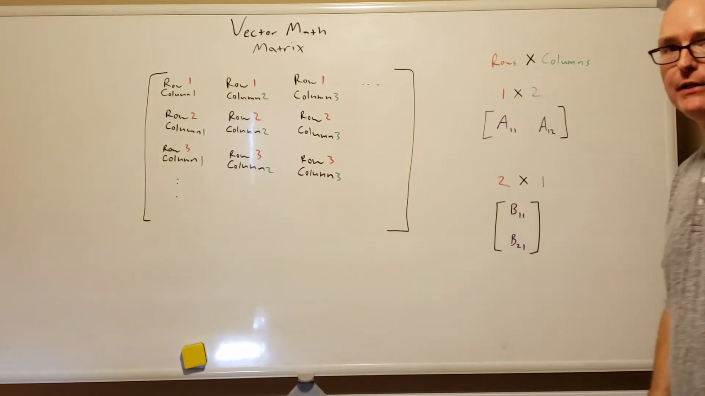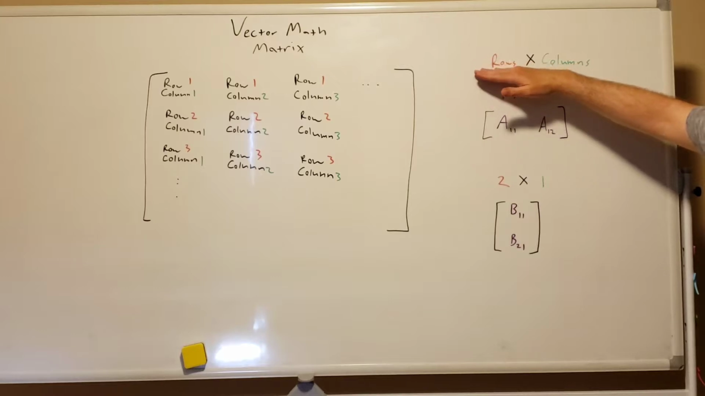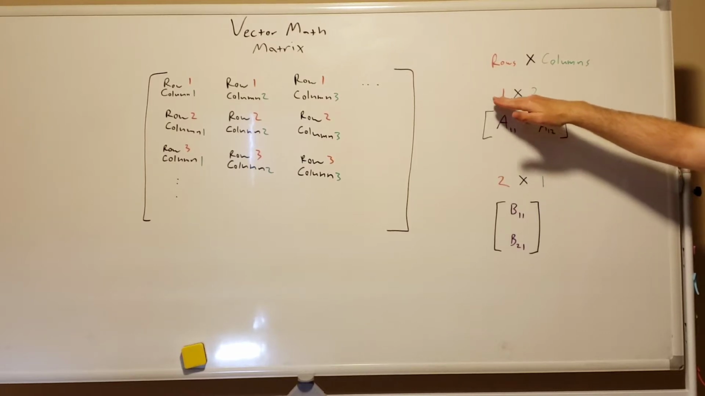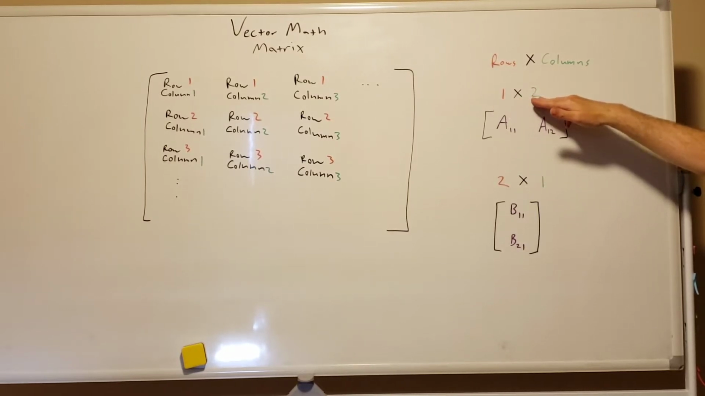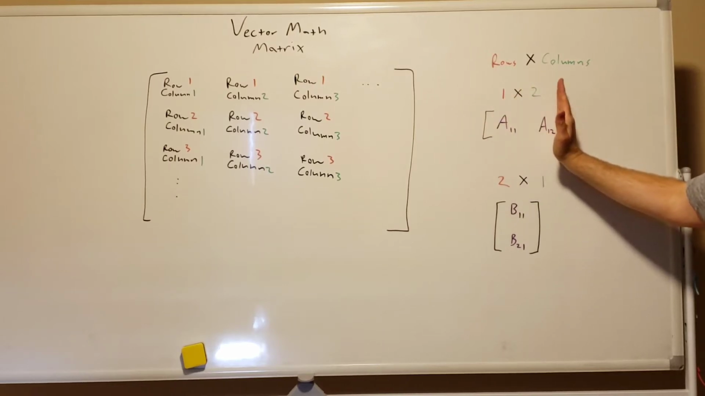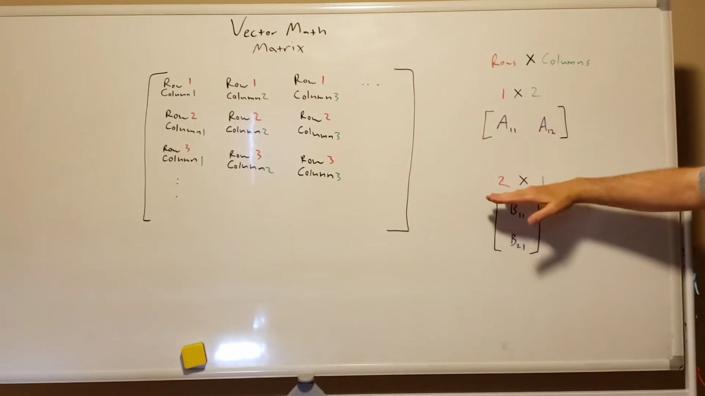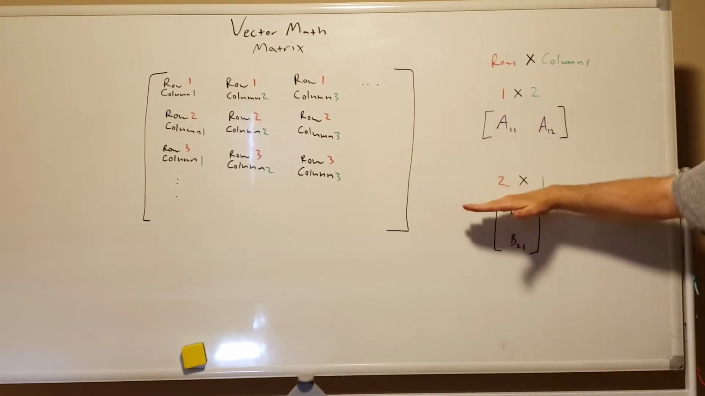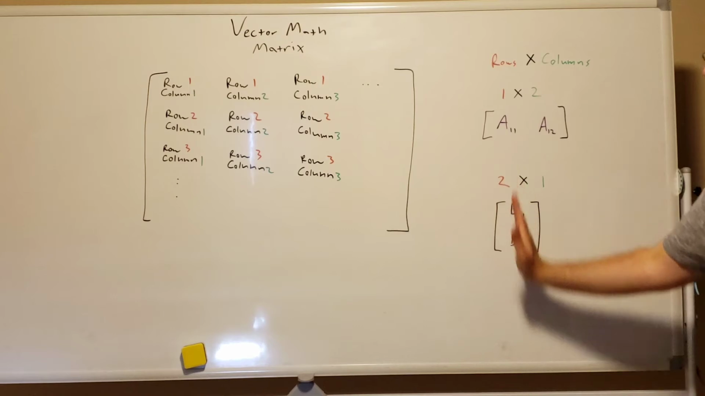I'll describe matrices by the number of rows and the number of columns. Rows will come first, columns will come second. So if I have a 1 by 2 matrix, it will have 1 row and 2 columns. If I have a 2 by 1 matrix, it will have 2 rows and 1 column.